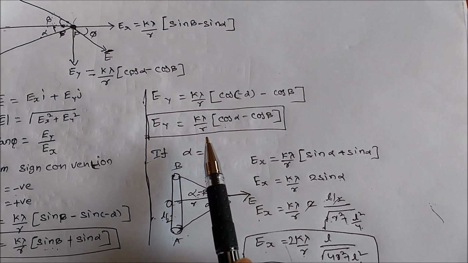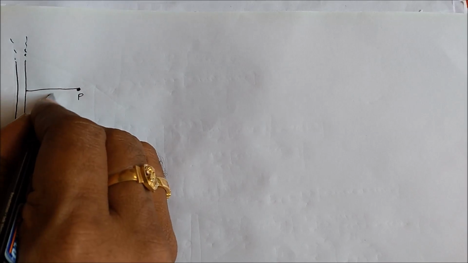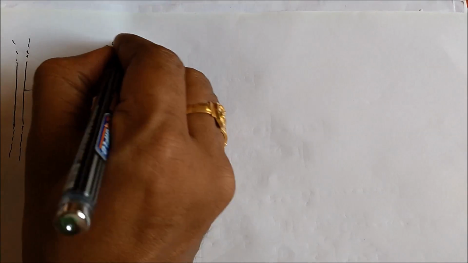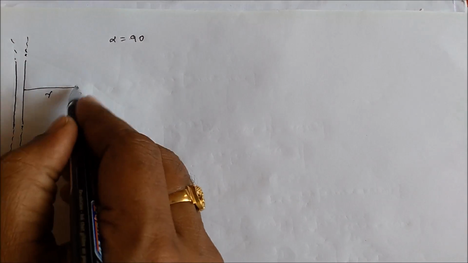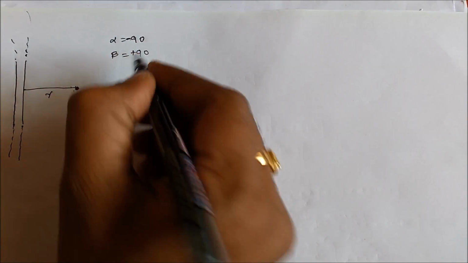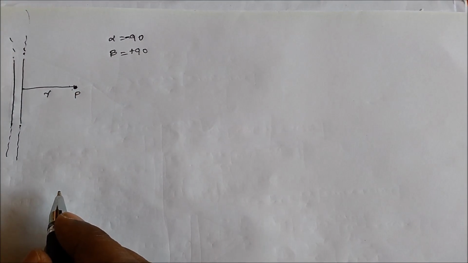If the wire is an infinite length wire, what can we do? Now, field intensity due to the infinite length wire. This is the infinite length wire. I selected a point P at a certain perpendicular distance r from the wire. Then in this case, the alpha value we have to take as 90 degrees. That alpha is in a downward direction, so that's why minus 90. And beta is in the upward direction, that is plus 90. Why? Because the upper end is at infinity and the lower end is at infinite distance. So alpha equal to beta equal to 90 degrees.